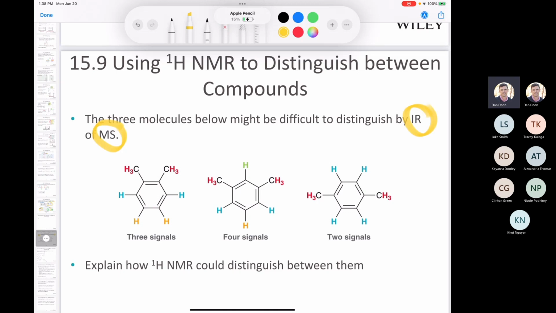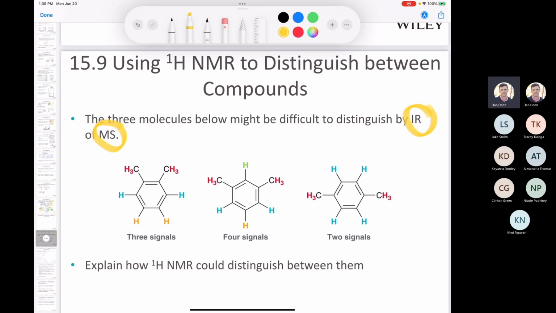You wouldn't be able to because they all have the same functional group, they all have an aromatic ring, and they all have the exact same mass. They're all aromatic, so the fragmentation is going to be very similar. You cannot use IR and MS to distinguish between these. I mean, there might be ways to do it, but it would be very difficult. Whereas if you ran a proton NMR in 1 second or like under 5 seconds, you could look at the proton NMR spectrum and say which compound it is.